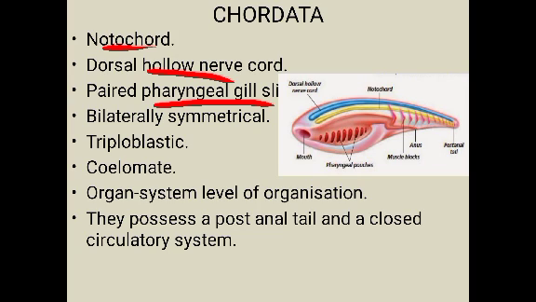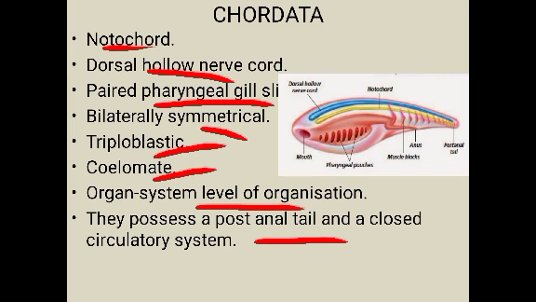Now in addition to that, they are bilaterally symmetrical, triploblastic, coelomate organisms, and they show organ system level of organization. Then they also possess a post-anal tail. Here you can see the post-anal tail, and a closed circulatory system is present. So these are the characteristic features of phylum Chordata.